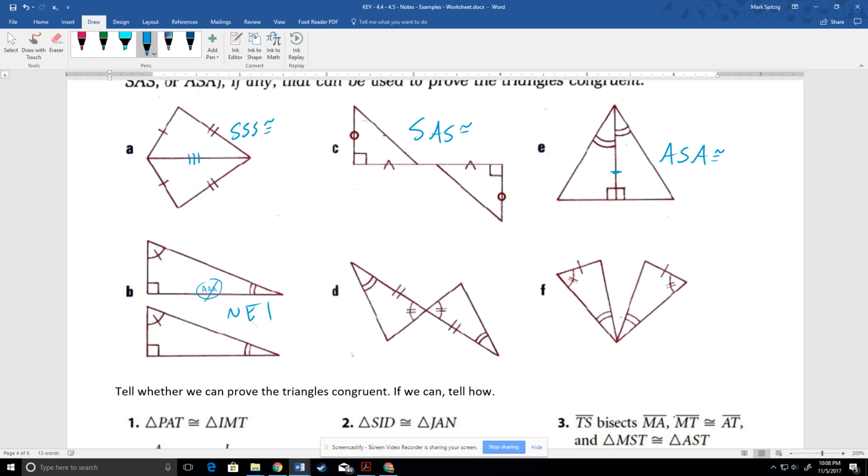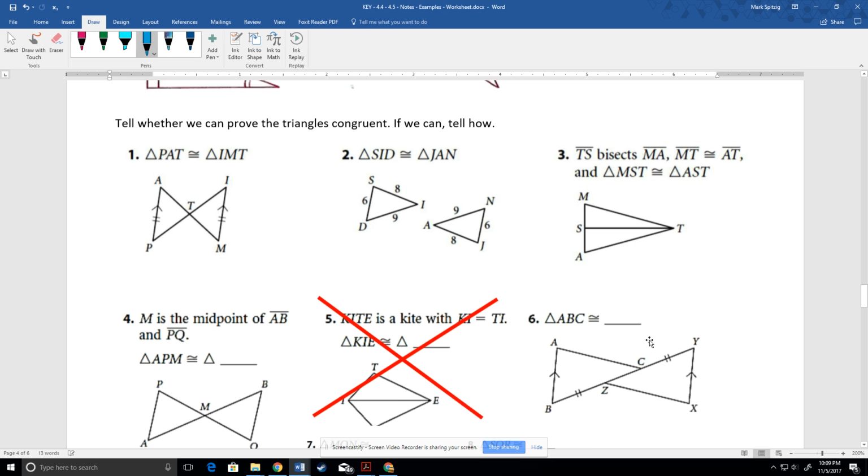We have angle here and angle here. So we have two pairs of angles, and the sides between them are congruent. So that is angle, side, angle. And then here we have angle, angle, side. So we have two angles, but the side is not between them. I know the directions said something about not using this one, but we can use it, so we should. We can prove them congruent, so we definitely should. And we did. All right.